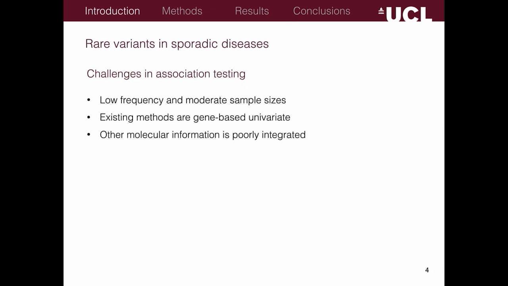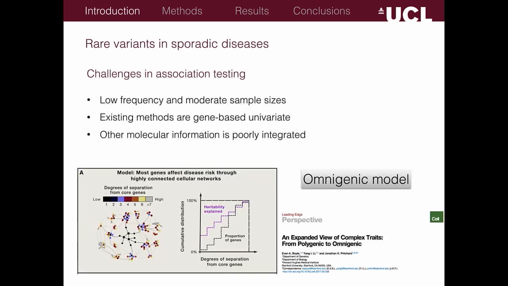This latter point is particularly important in light of a recently proposed model called the omnigenic model for complex traits and diseases, that basically postulates that most genes affect disease risk through highly connected cellular networks, meaning that potentially every gene in the genome, if affected by a mutation, can lead to a disease phenotype by virtue of their interaction landscape within the cell.